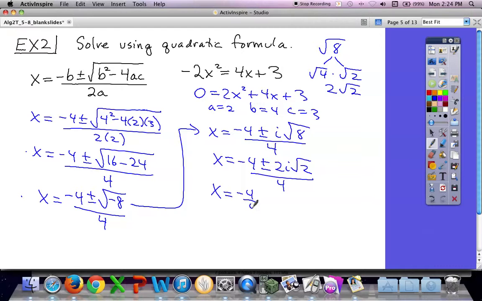And I'm going to break this up into 2 fractions. Right? So the first term is negative 1. And it's plus or minus. So the 2 on the outside of the radical will divide into the 4 in the denominator, right? This goes into 4, so you get i root 2 divided by 2.